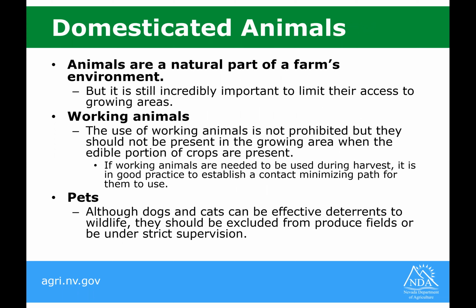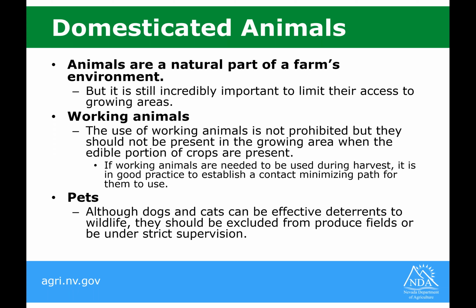So I know domesticated animals are a natural part of a farm's environment, but it's still incredibly important to limit their access to growing areas. Some folks like to use working animals. The use of them is not prohibited, but they should not be present in the growing area when there's edible portion of the crops. And if working animals are needed during harvest, it's a pretty good practice to establish a contact minimizing path for them to travel through.